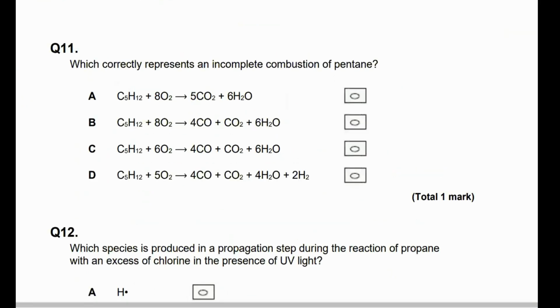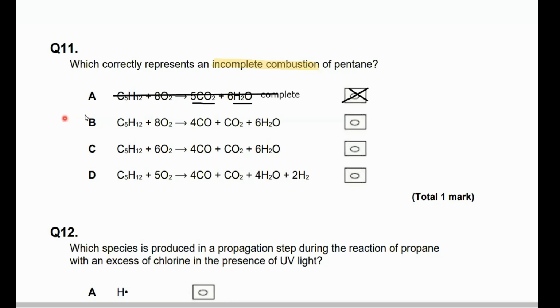Question 11, which correctly represents an incomplete combustion of pentane? So A, B, C, D, they've all got pentane. That bit's correct. What we want to do now is check whether we've got incomplete combustion. And A is for complete combustion. There's no carbon monoxide or carbon in sight. So we want to get rid of A. Definitely wrong because it's complete combustion. And then the others all form carbon monoxide, so they're all incomplete. But we just need to check, are they balanced?